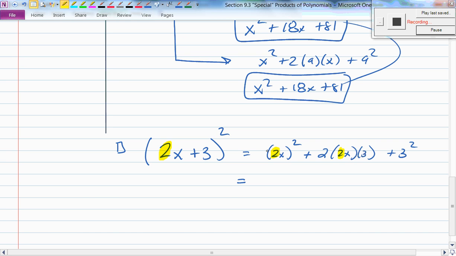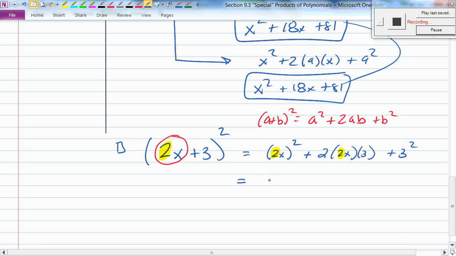Now remember, this is just the formula again. a plus b squared is just the first thing squared, 2 times the 2 middle terms, and then the last thing squared. It's the same formula over and over again. But in this case, the a has 2 parts to it. It has a 2 and an x. A lot of students forget that part, so don't forget to do that part.